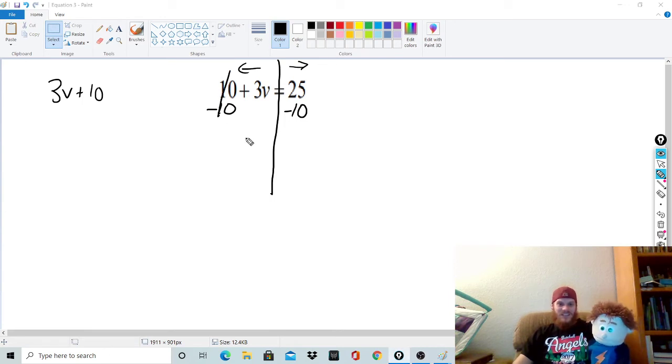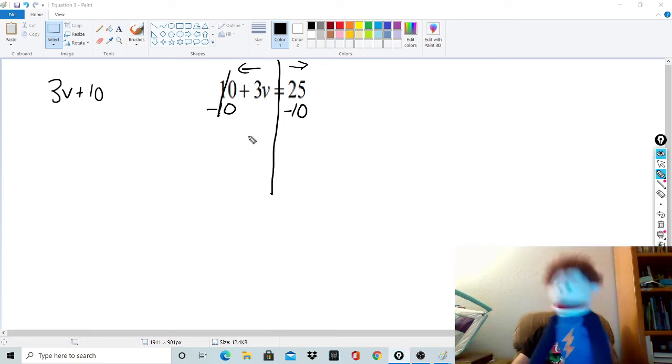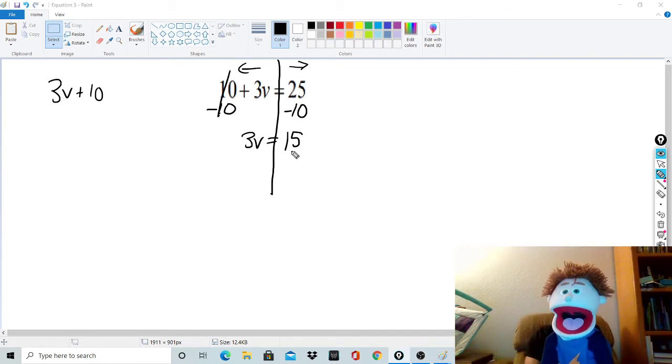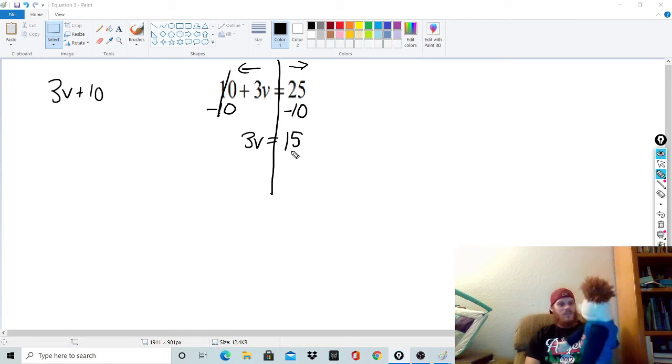What's left on this side, Tommy, this left side? 3v. And what's over here? 15. Good. So, is the variable by itself? Yeah, it is. It's not. What? Oh, it's got a 3. You're right. A variable by itself means there is only one. And that is really, really important. Right now, there are 3 of those variables. There are 3 v's. We only want 1 v.